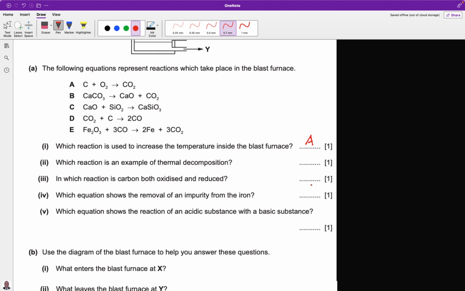2. Which reaction is an example of thermal decomposition? Of course, thermal decomposition is there. Calcium carbonate into calcium oxide. That is reaction B.